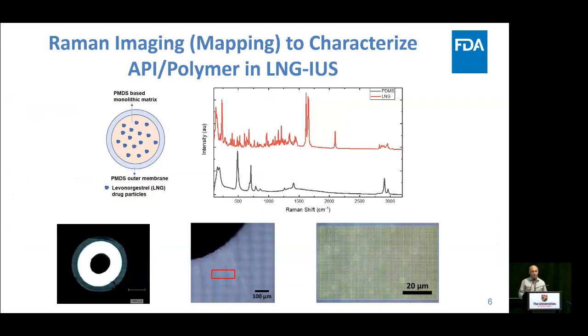So my colleagues talked a lot about this product, and so I'm not going to go into too much detail, but basically micronized API dispersed in the PDMS. So it's a binary system. The Raman spectrum is here. The top is the Leavenworth gestural. I'm not going to identify every Raman band here, but the point that I'm trying to make is it's a very busy spectrum.